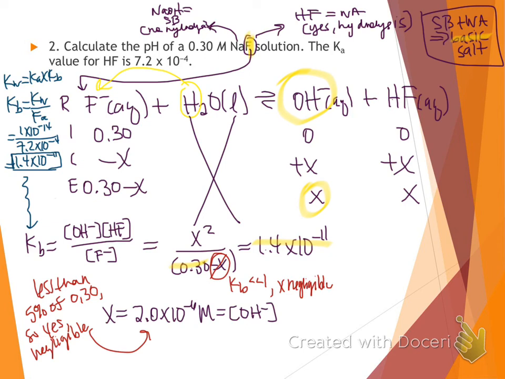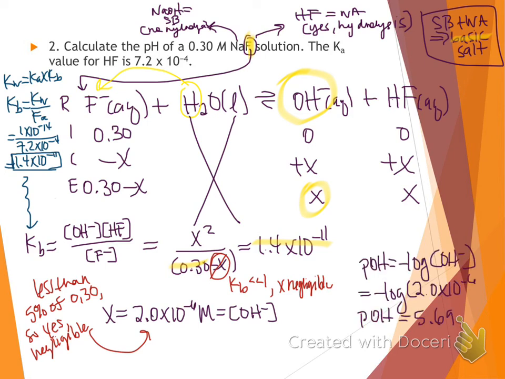So back to finding our pH. x is our OH- concentration. So when we go and take the negative log of that, it's going to give us our pOH. That'll give us a pOH of 5.69. We still need to find the pH. pH plus pOH always add up to 14, so let's just subtract out that pOH. Okay, so 14 minus that pOH gives us our pH of 8.31.